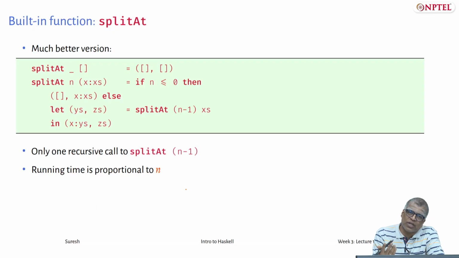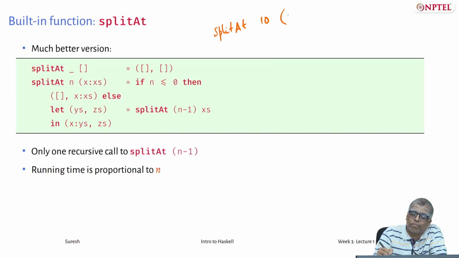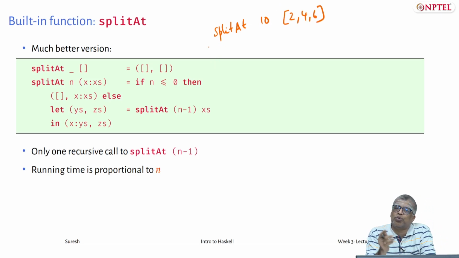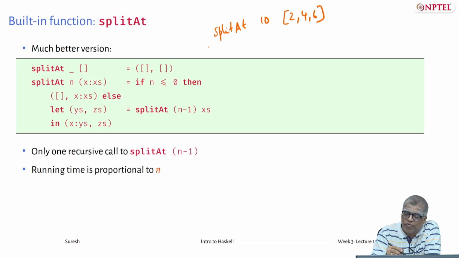You could also try split at of the empty list and you will just get empty list. Or you could have tried split at 10 of 2, 4, 6, let's say. Let's see what result we will get. Take 10 of 2, 4, 6 should give you the list 2, 4, 6. Drop 10 of 2, 4, 6 should give you the empty list. So split at should therefore give you the pair consisting of the list 2, 4, 6 and the empty list. Let us see how it works.